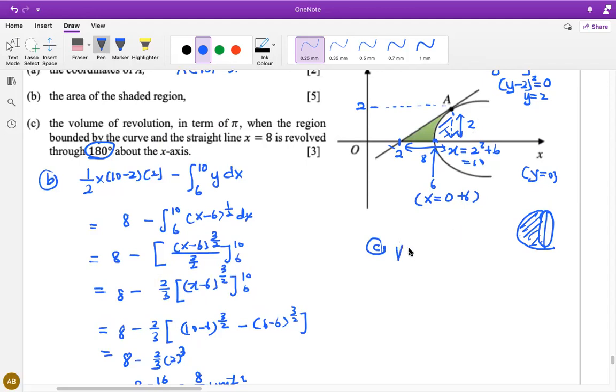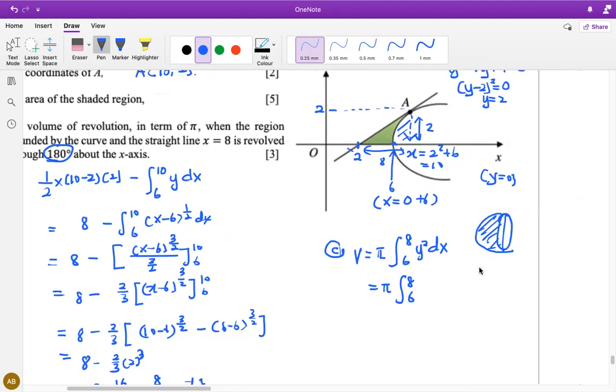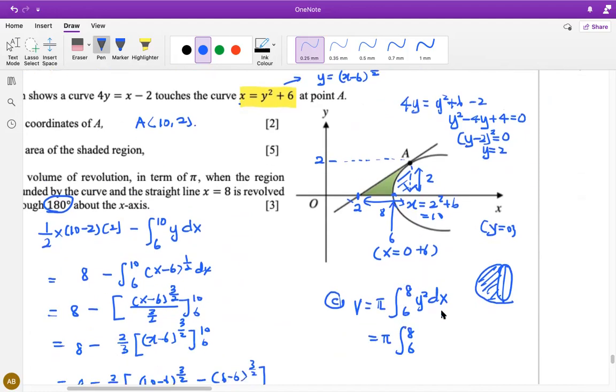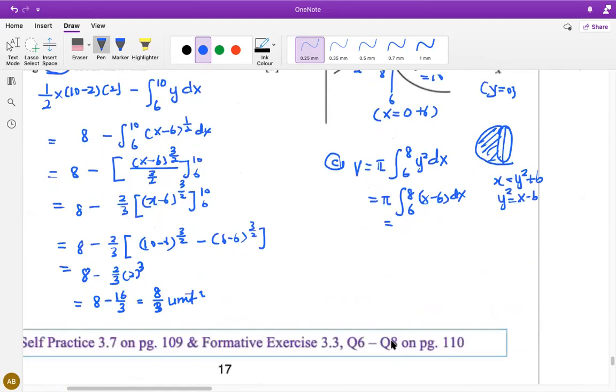So therefore, we only use the same formula, pi. Okay, from here is from 6 to 8, right? And then y square dx. So pi, 8 to 6. So your y square is, x equal to y square plus 6. Therefore, y square is x minus 6 dx, right? Because x is y square plus 6. Therefore, y square is x minus 6. Right? So we integrate as usual.